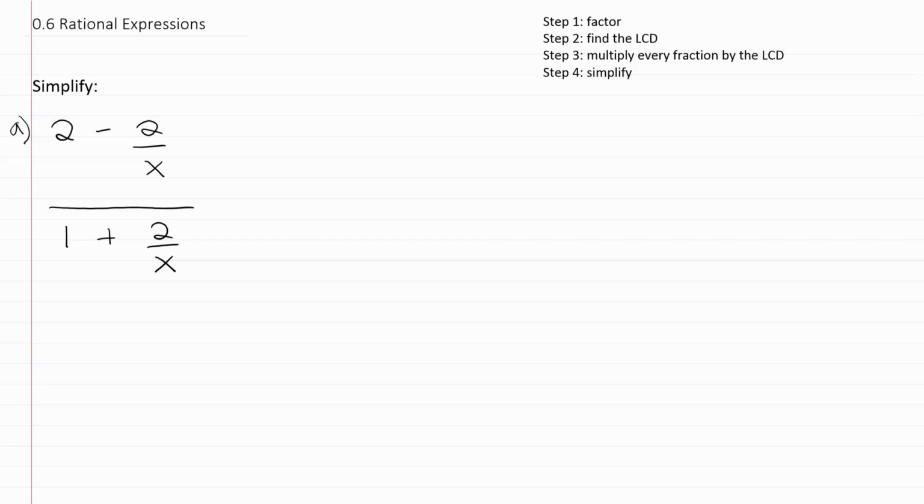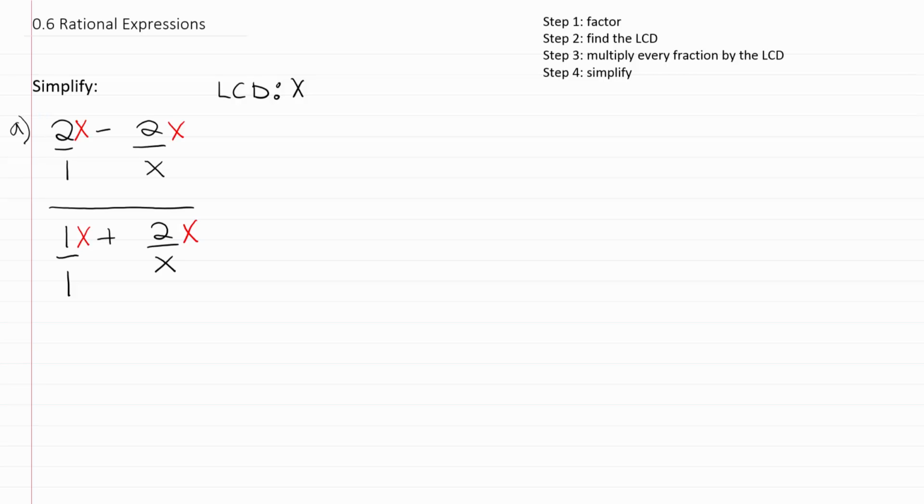So in problem A, we don't have to factor because it looks like these denominators are already pretty simple. We have 2 over 1, 1 over 1, and then we have 2 over x and 2 over x. So the LCD for the overall fraction here is simply x. So we'll multiply every numerator for each fraction by that LCD. So I'm going to put an x up here, an x up here, an x up here, and an x up here.